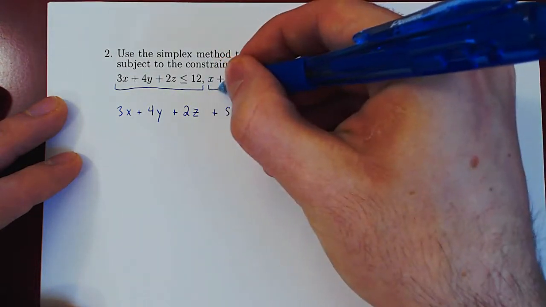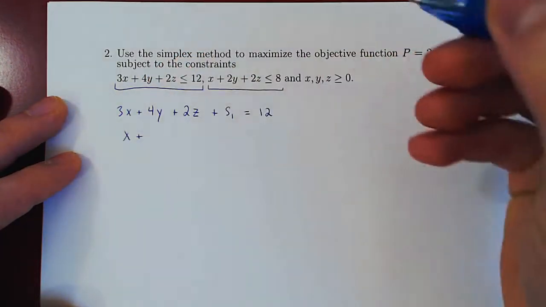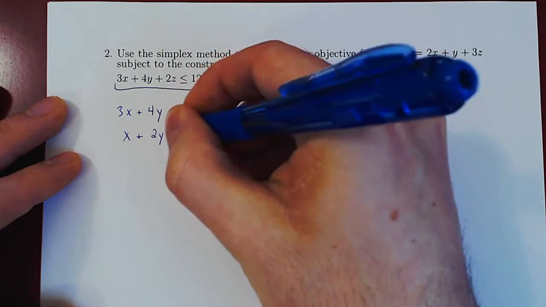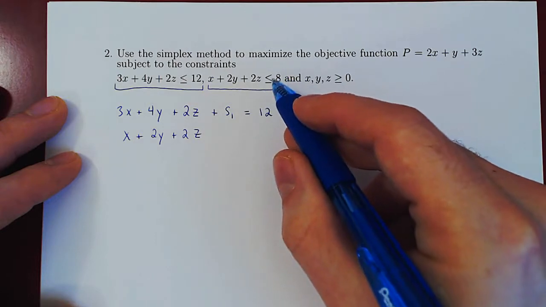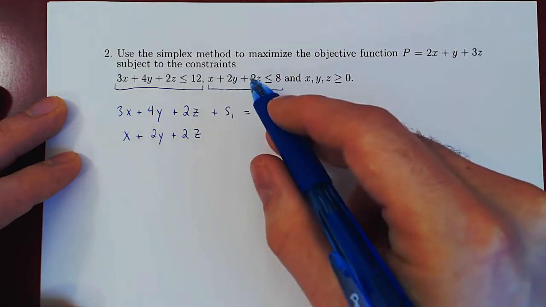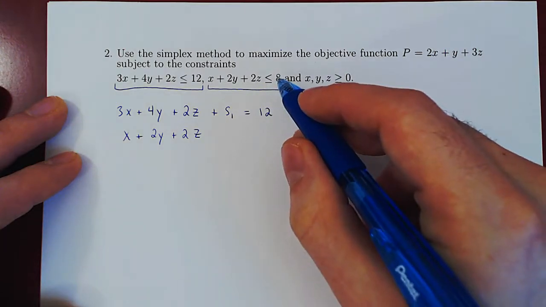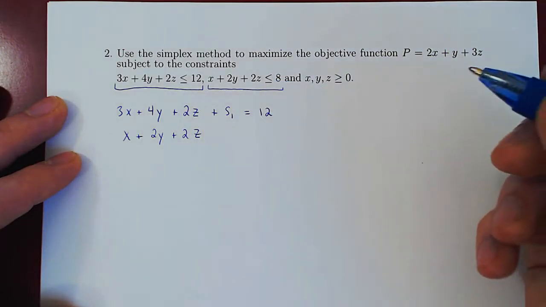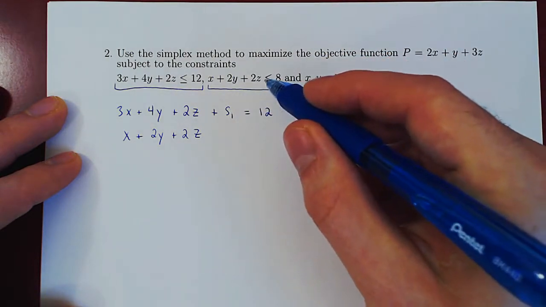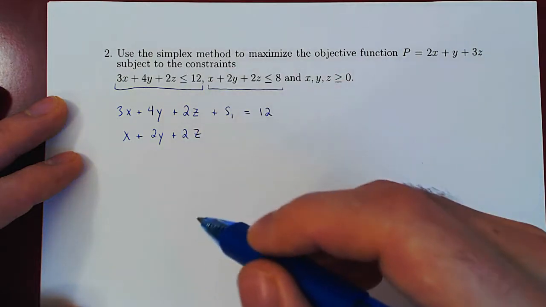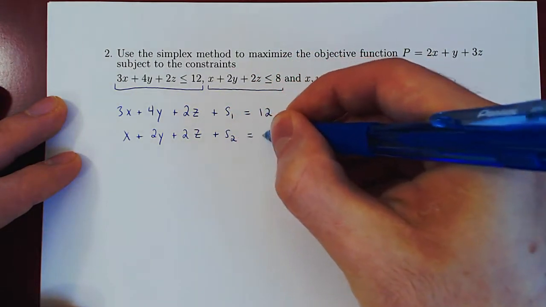Second inequality, same thing. So here x plus 2y plus 2z. And again, the left-hand side is at most 8. Well, if we add to the left-hand side just the right amount, we'll have it equal to 8. And so, of course, the amount that needs to be added to this inequality may differ from the first inequality. So we have to add a second slack variable.